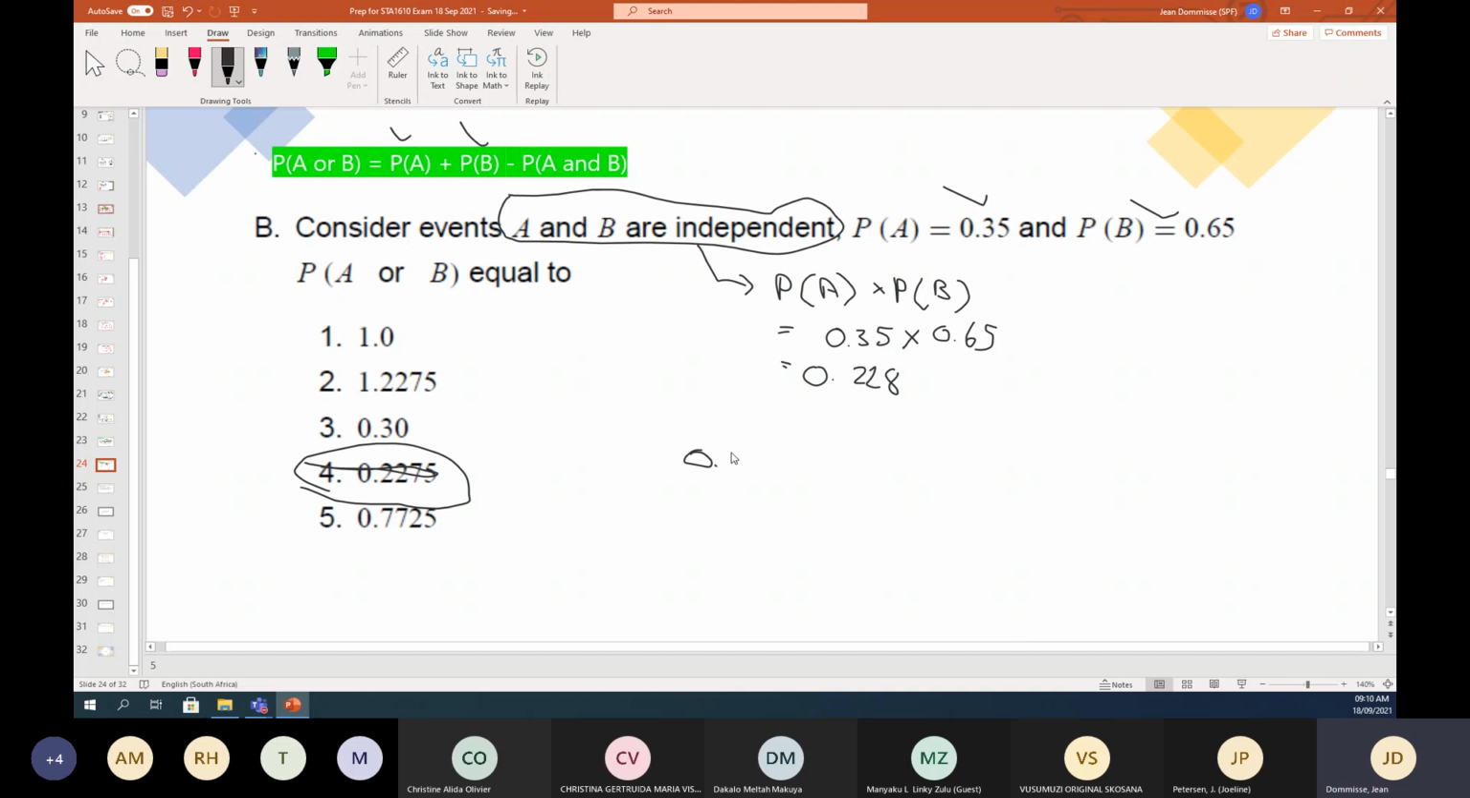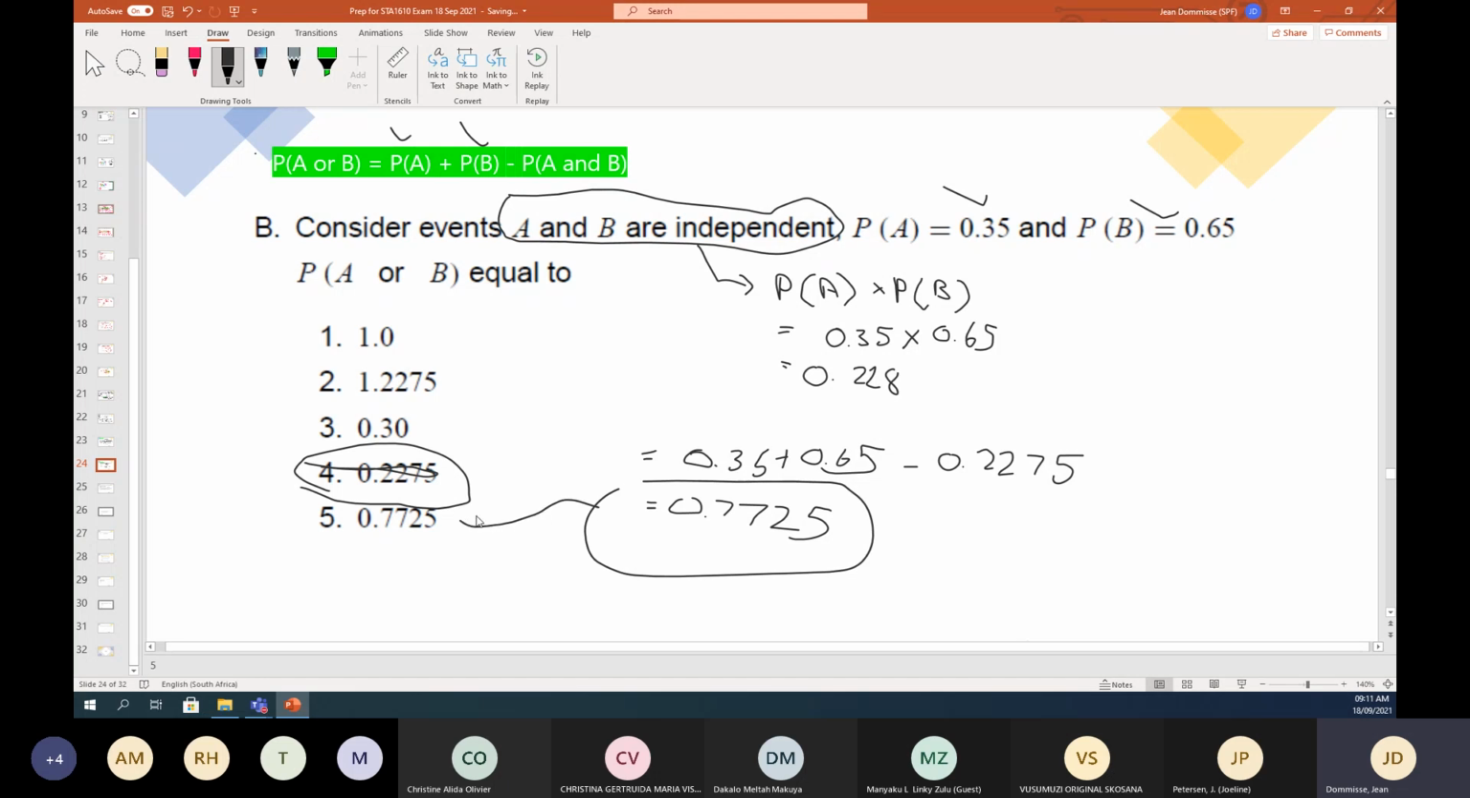So it is 0.35 plus 0.65 minus the AND, let's just say 0.2275, and that is 0.35 plus 0.65 minus 0.2275, which gives us 0.7725, okay, which is that option.